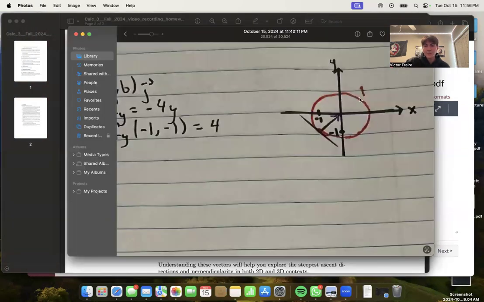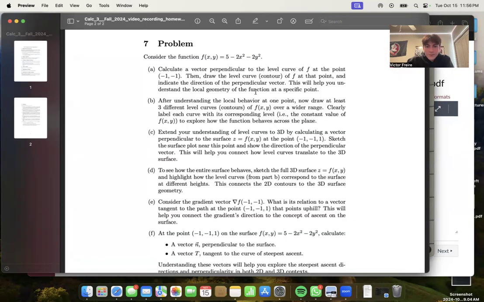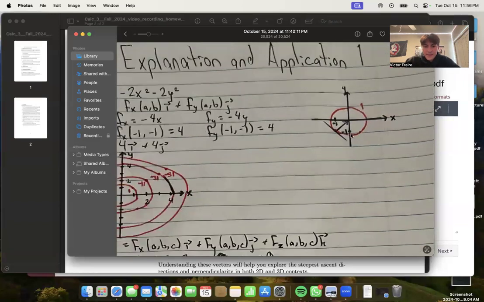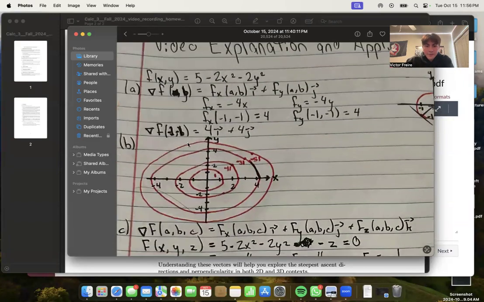So in this case, we're using the constant 1, right? So this is going to be the 2D graph with the output held constant at 1. And then it wanted us to indicate the direction of the perpendicular vector. Okay, so then this is the perpendicular vector that we found. It's going to be 4i plus 4j.